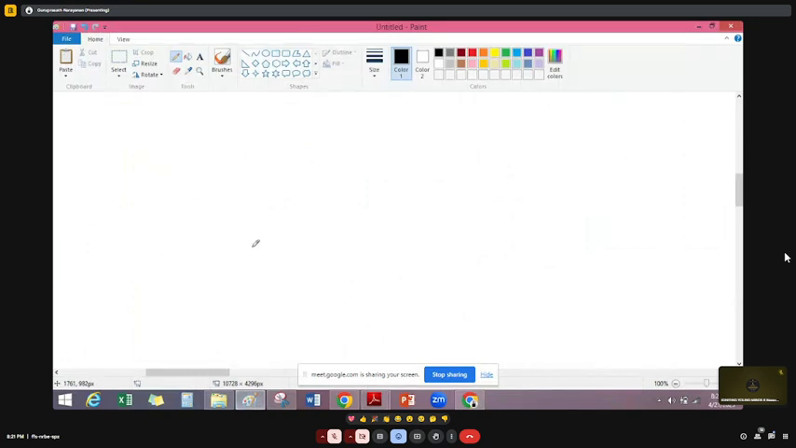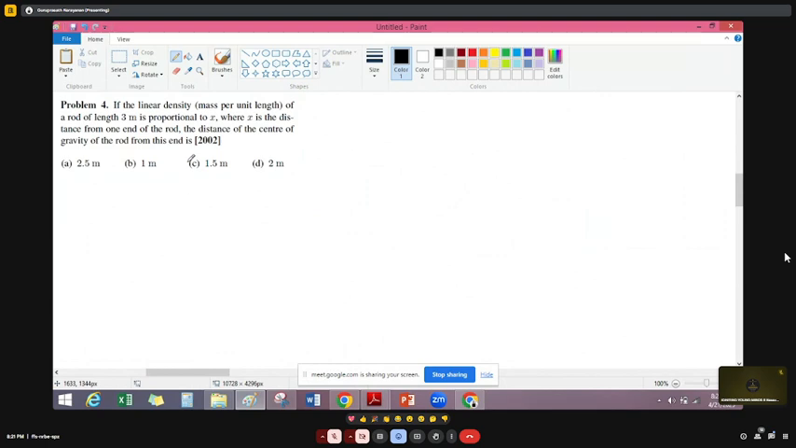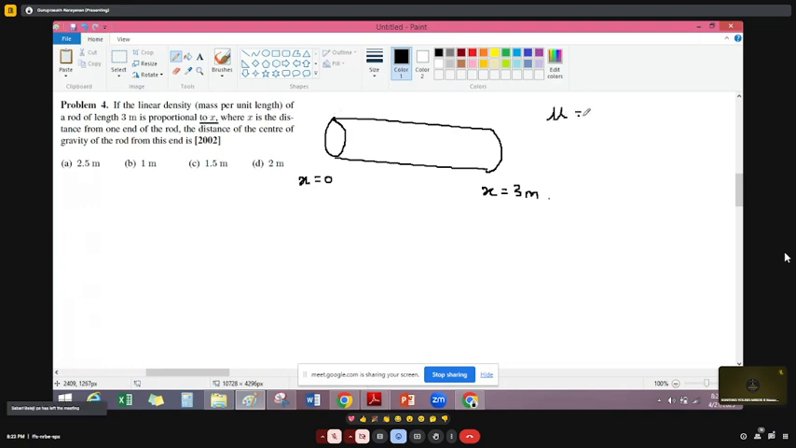This involves a little bit of integration. The linear density of a rod of length 3 meters. So I'm going to call this x is equal to 0 here and x is equal to 3 meters here. So linear density is proportional to x. So k into x, where x is the distance from one end of the rod.